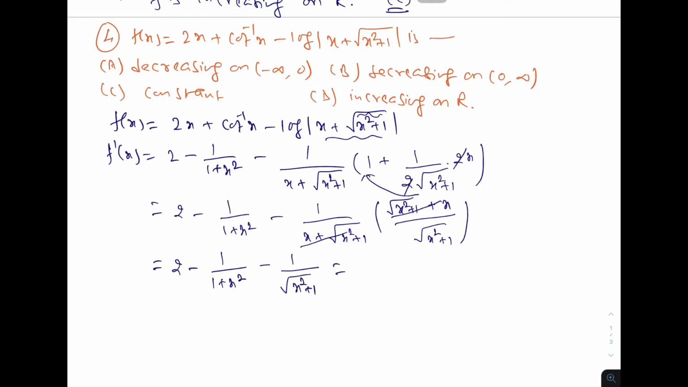Now let us simplify a little. So let us take these two terms, suppose.